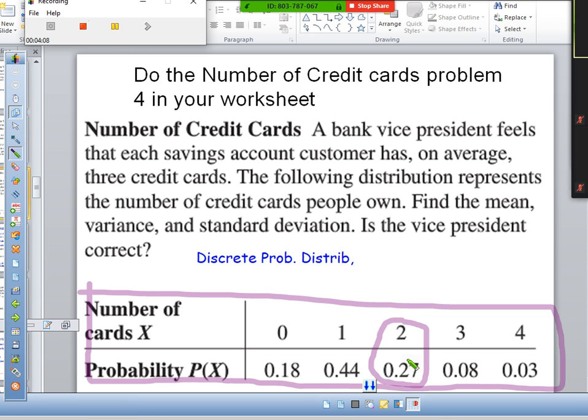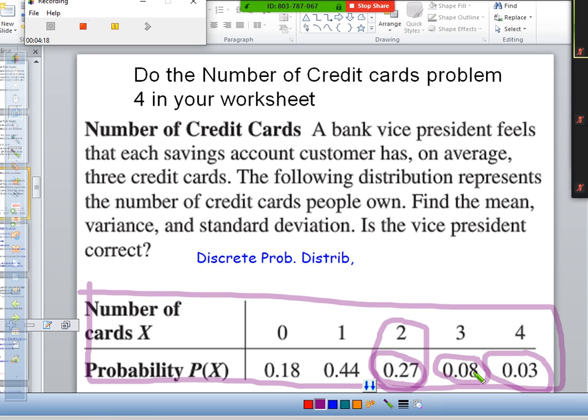Yeah, so the probability of 2 is this one right here. The probability of 3 is this one right here. The probability of having 4 cards is right there. The probability of having 2 or 3 or 4 cards, you just add them up. Make sense? You just add these probabilities, because or means add. Take a look at that for a second, and then we'll go to another one.